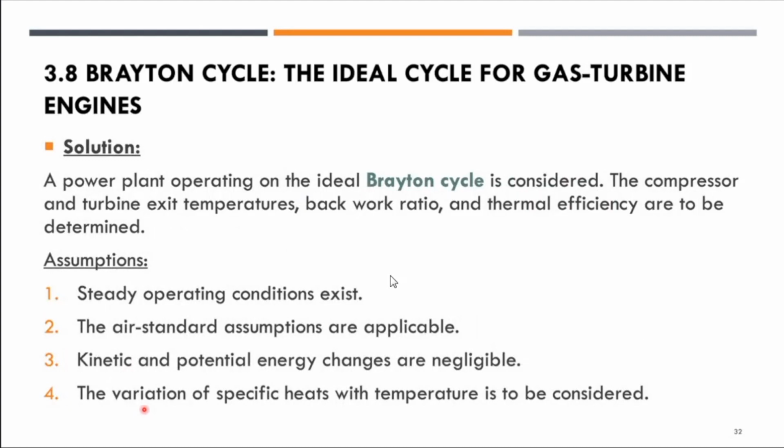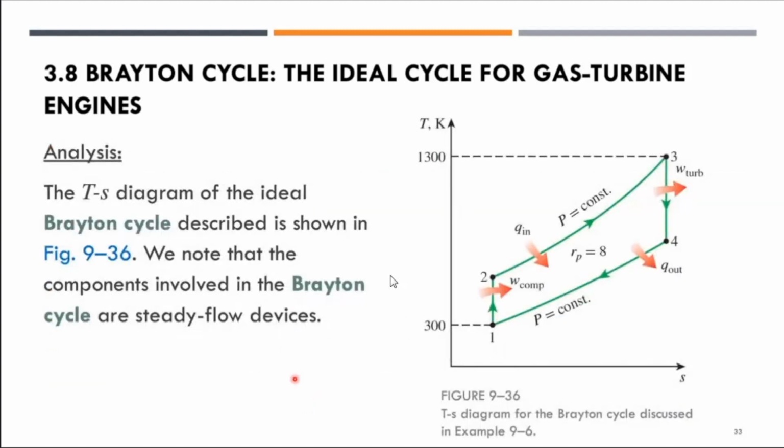In this case, a power plant operating on an ideal Brayton cycle is considered. The compressor and turbine exit temperatures, back work ratio, and thermal efficiency are to be determined. What are the assumptions? First, we assume steady operating conditions exist. Second, the air standard assumptions are applicable. Third, kinetic and potential energy changes are negligible. And finally, the variation of specific heat with temperature is to be considered in this case.